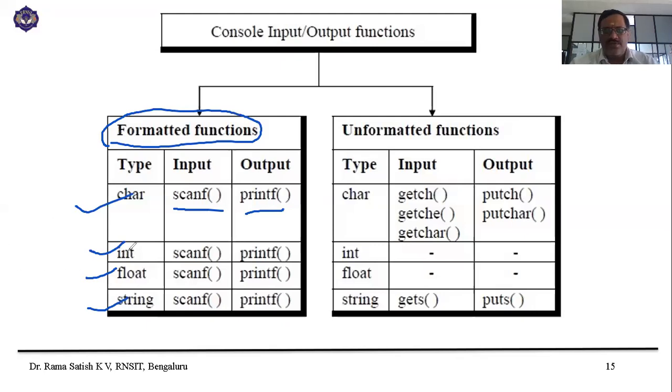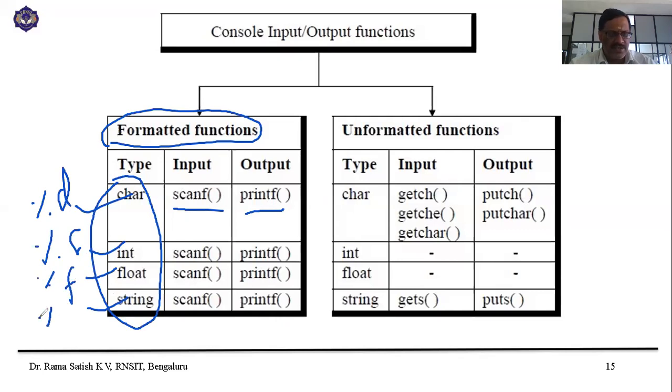So, if you use scanf and printf to read and display data using control specifiers, format specifiers, that is %d, %c for character, %f for float, %s for string, s for string.